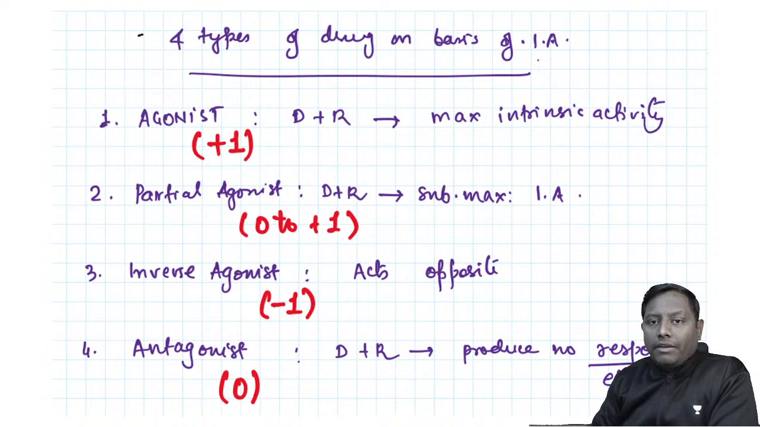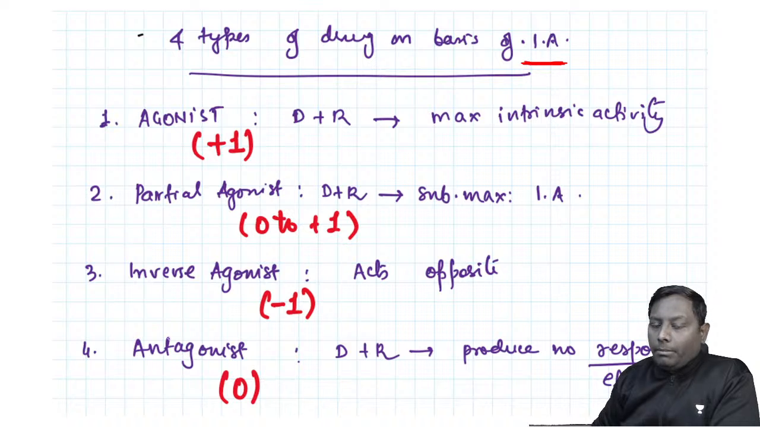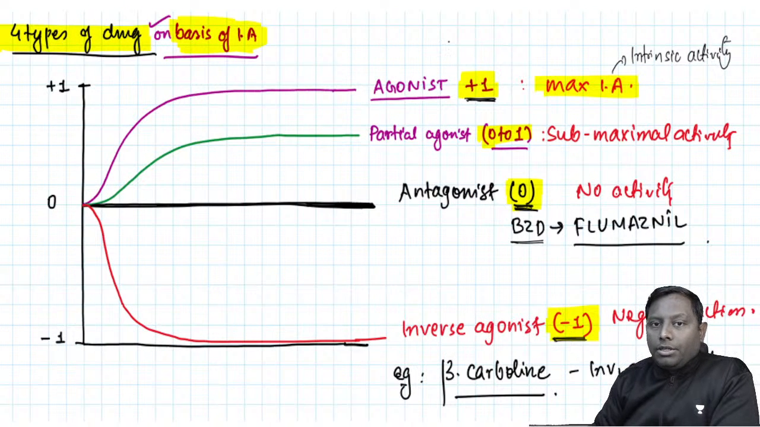So there are 4 types of drugs on the basis of intrinsic activity. What are those 4 types of drugs? Agonist, partial agonist, inverse agonist, and antagonist. Do remember, guys, what are the agonists? An agonist is a drug that, after binding with the receptor, produces maximal intrinsic activity. IA is intrinsic activity. Whatever the maximum possible response is, the maximal intrinsic activity is caused by the agonist, and the intrinsic activity score that we give is +1.